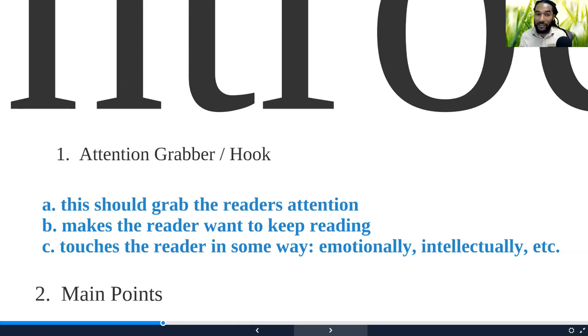Because if someone reads your attention grabber, they should not be able to put your paper down and be like, that sounds boring, I don't want to read that. They should read your attention grabber and just be like, I can't put this down until I know what they're talking about. That's how it should work.